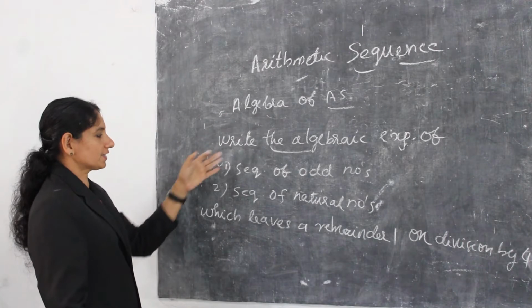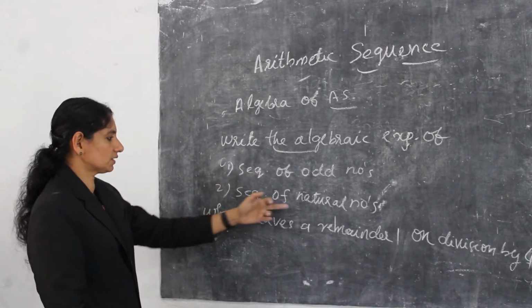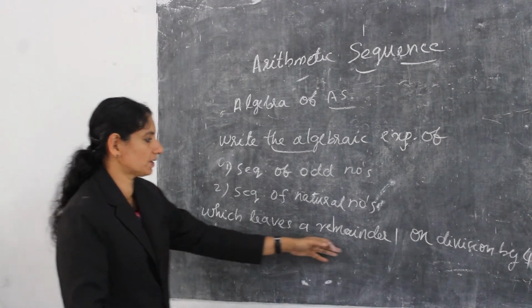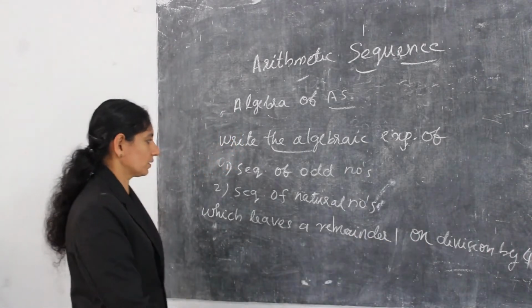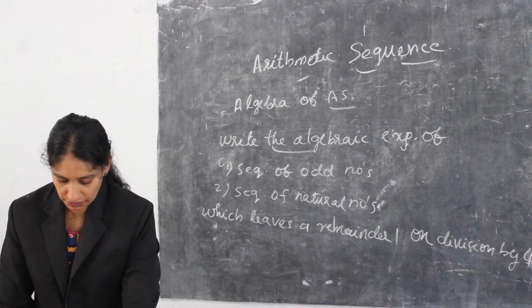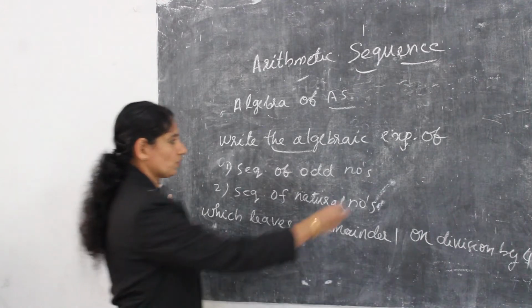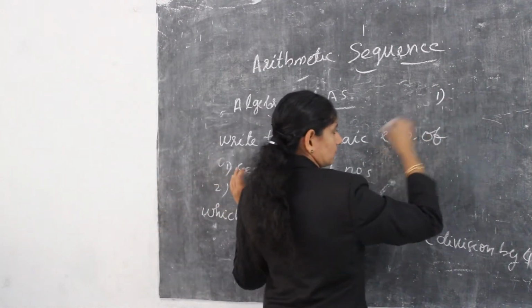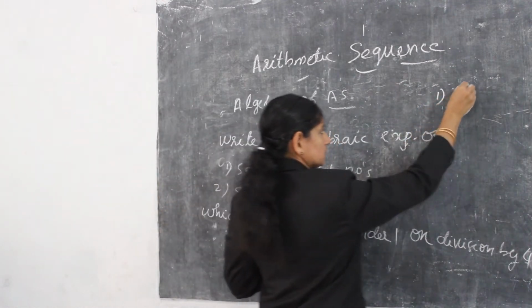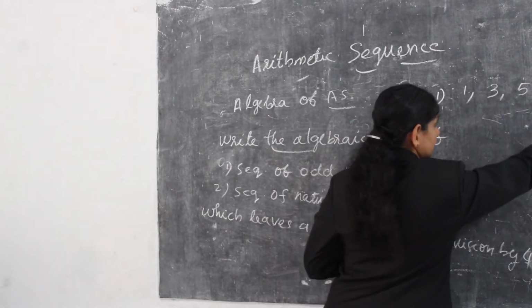Write the algebraic expression of: first question, sequence of odd numbers; next, sequence of natural numbers which gives a remainder 1 on division by 4. These are the questions on your page number 15. First is a sequence of odd numbers. Which are the sequence of odd numbers? 1, 3, 5, 7, etc.